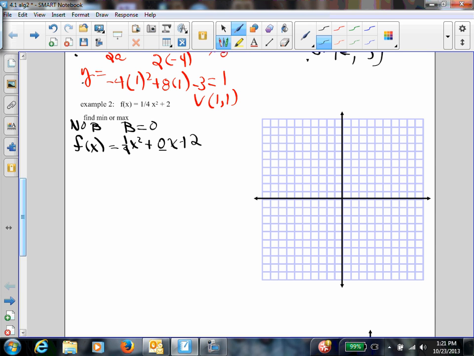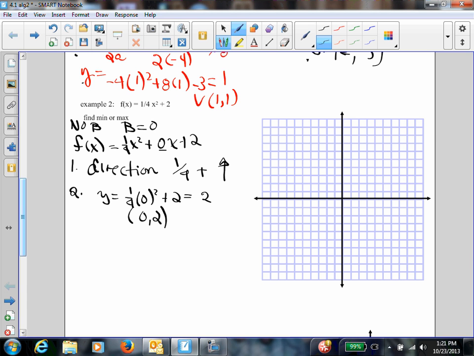All right, so let's start with our steps. Number 1, what's step 1 asking of me? Okay, directions. So how does this open? We're looking at 1/4, which is positive, so it opens up. Step 2. What does step 2 ask of me? Plug in 0 to figure out your y-intercept. So y is going to equal 1/4 times 0 squared plus 2, which is 2. So (0, 2) is your y-intercept. So far, so good? It's very step-oriented.